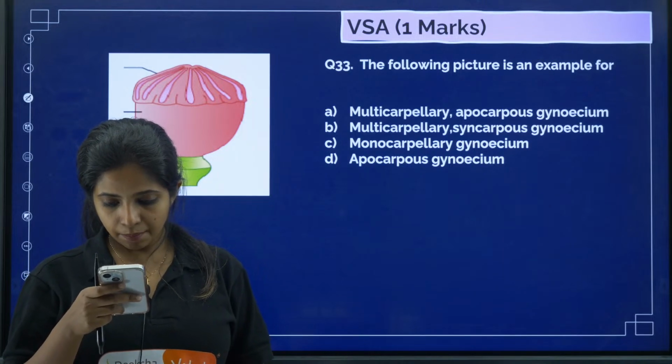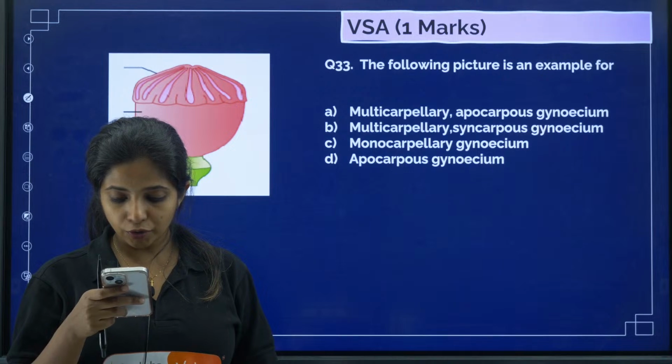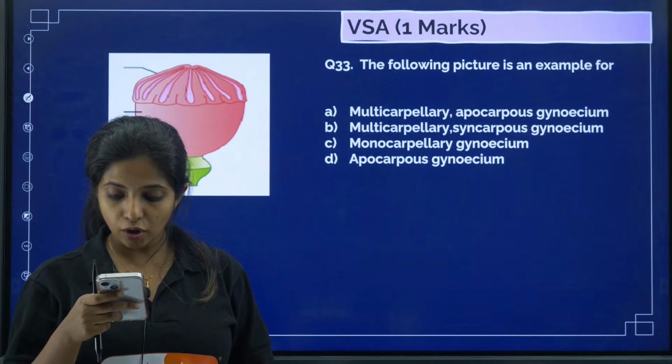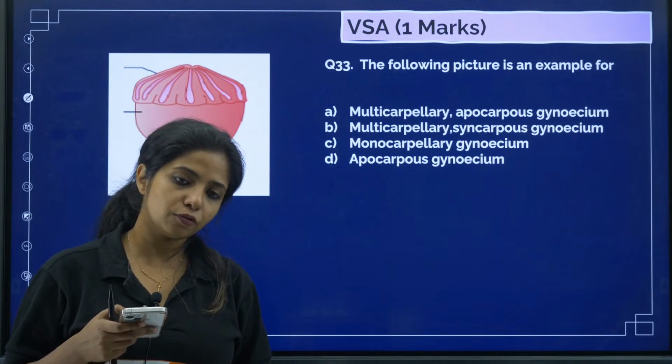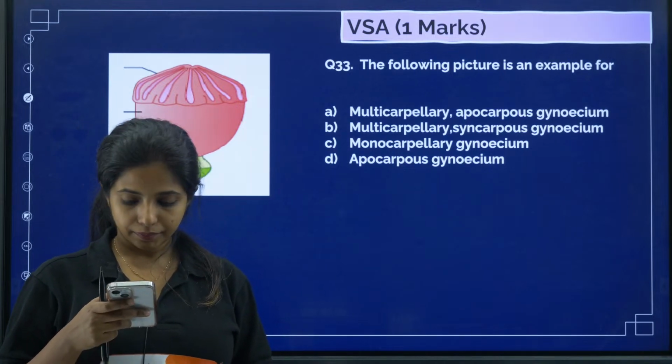Shaukat Ali asks: ma'am, do ovary and thalamus both contribute in fruit formation and false fruits? Yes, my dears, sometimes both of them contribute in fruit formation.